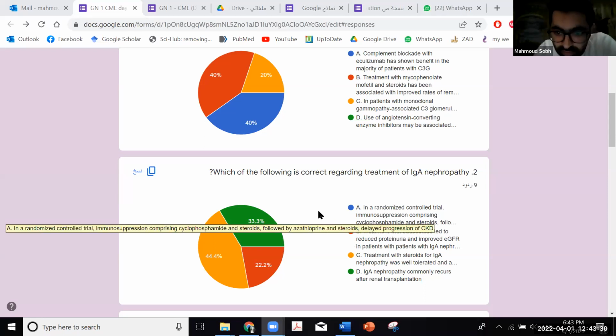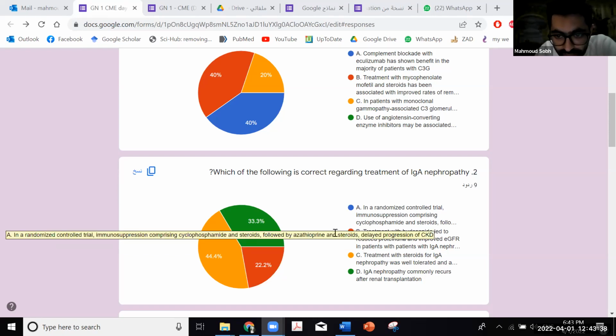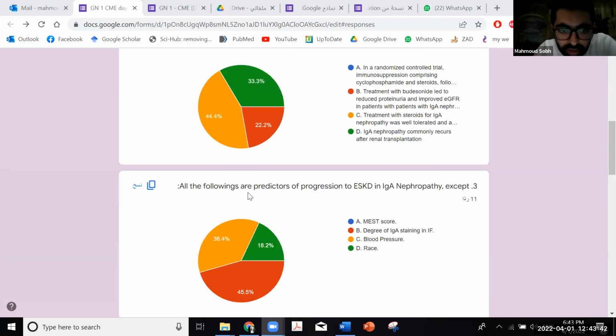Second question, which of the following is correct regarding treatment of IgA nephropathy? The correct answer is B. Treatment with budesonide led to reduced proteinuria and improved estimated GFR in patients with IgA nephropathy. Third question, all the following are predictors of progression to end-stage kidney disease in IgA nephropathy except B, degree of IgA staining and immunofluorescence.